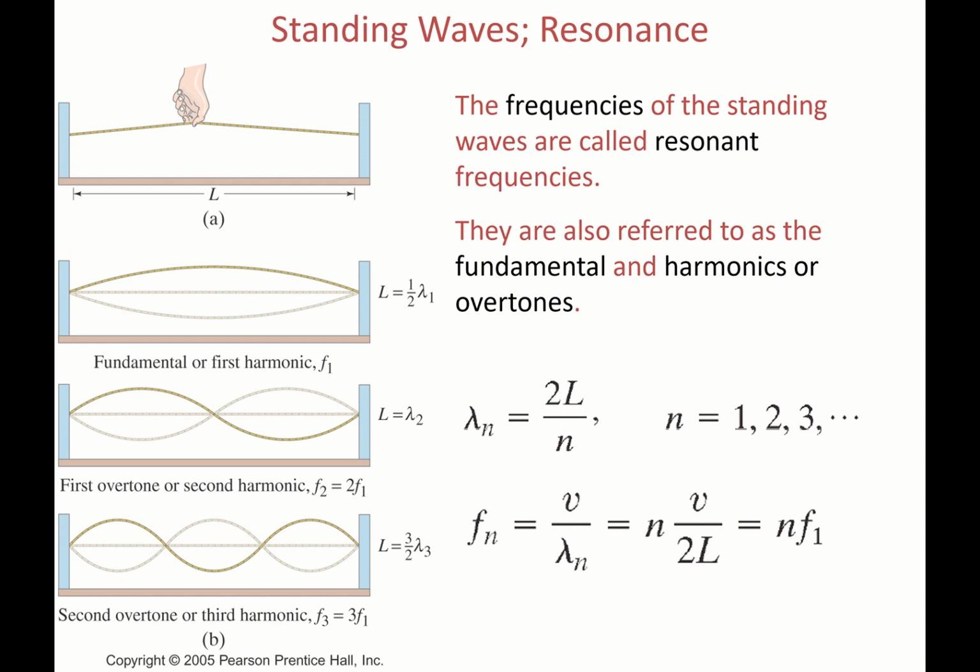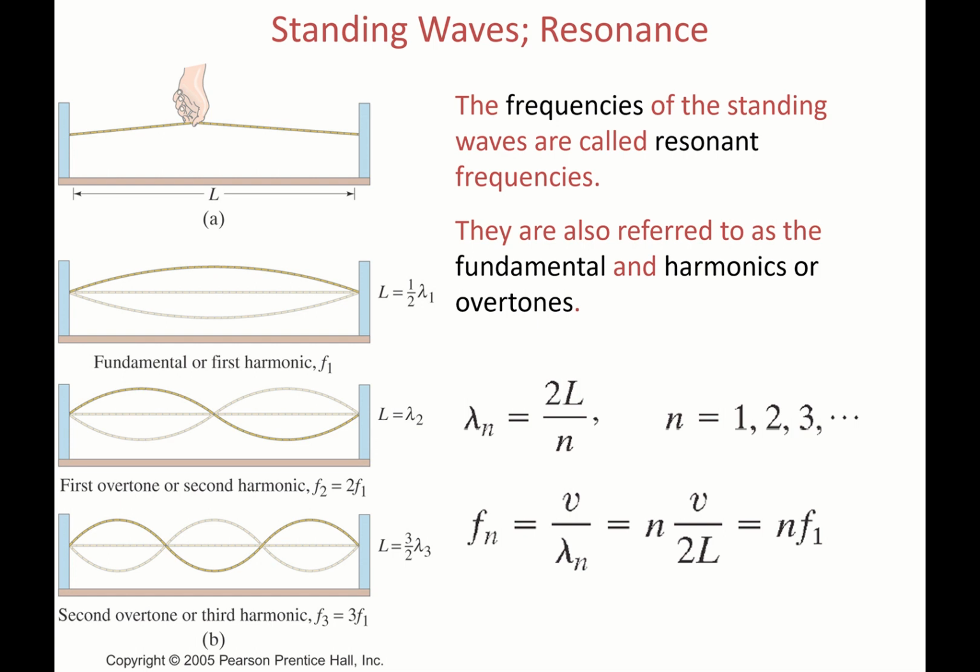So it turns out that these frequencies for the standing waves have certain values depending on the length of the string and depending on how tight the string is, which determines the speed. So the wavelength of the string is twice the length of the string divided by n, where n is the number of the harmonic. So we can have the fundamental as the first harmonic. Then we have the second harmonic, which has n equals 2, the third harmonic, which has n equals 3.